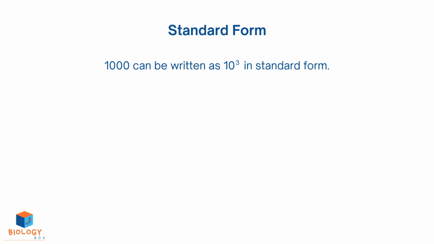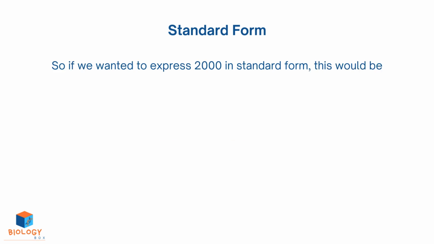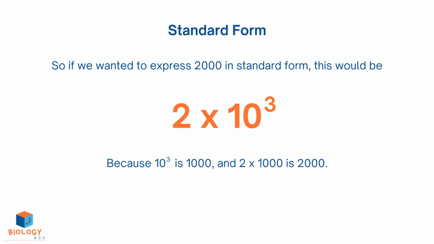1000 can be written as 10 to the power of 3 in standard form. 10 to the power of 3 is the same as 10 multiplied by 10 multiplied by 10, which is 1000. So if we wanted to express 2000 in standard form, this would be 2 multiplied by 10 to the power of 3, because 10 to the power of 3 is 1000, and 2 multiplied by 1000 is 2000.